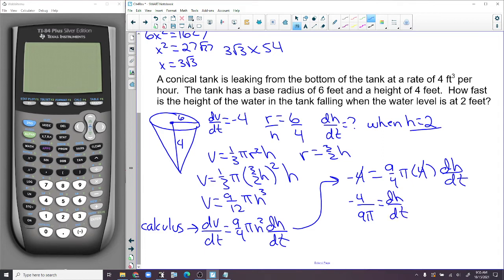But it says you got to be careful. How fast is the height of the water in the tank falling when the water level is at 2 feet? So the answer is 4 over 9 pi feet per hour. And if you leave it as a negative, I will not give you full credit. You'll get most of the credit. But if it was a multiple choice and one answer was positive and the other answer was negative, you would miss the whole thing. You'd do all that work and not get credit because you forgot about the negative.